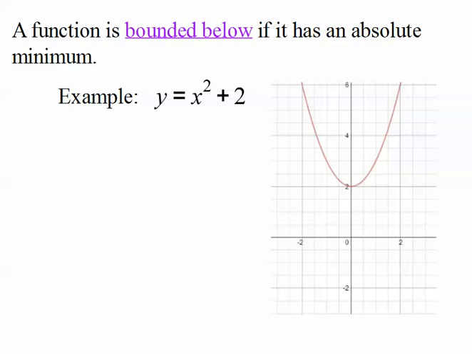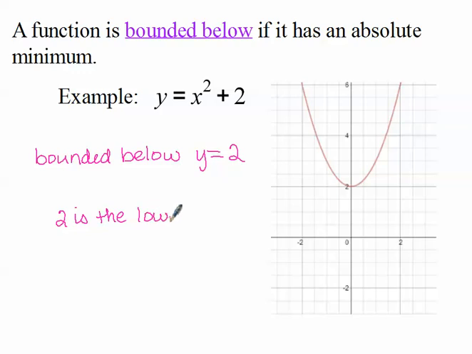Now when we write it, we're going to write that it is bounded below, and then we're going to state the y value. Bounded below y equals 2. For that reason, 2 is the lower bound of this function. It's the lowest point on the graph. And that is bounded below. It has an absolute minimum that the graph never goes below. It is bounded below.